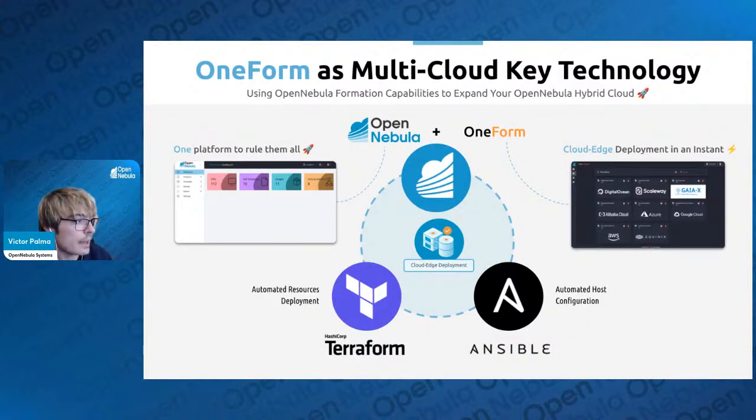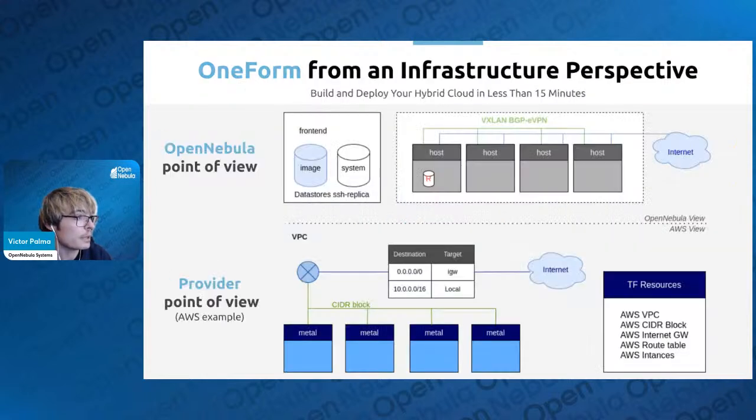Now let's take a deep look at how Terraform and Ansible work with OneForm. I've already said that OneForm uses both technologies in order to create all these automations, but just take a look, for example, starting with Terraform. In Terraform, OneForm first tries to create all the resources in the provider. Here you can see an example using AWS. And once all the resources are created in the provider, OneForm configures the same resources, the equivalent resources in OpenNebula, in order to manage them in a single way from the same portal.